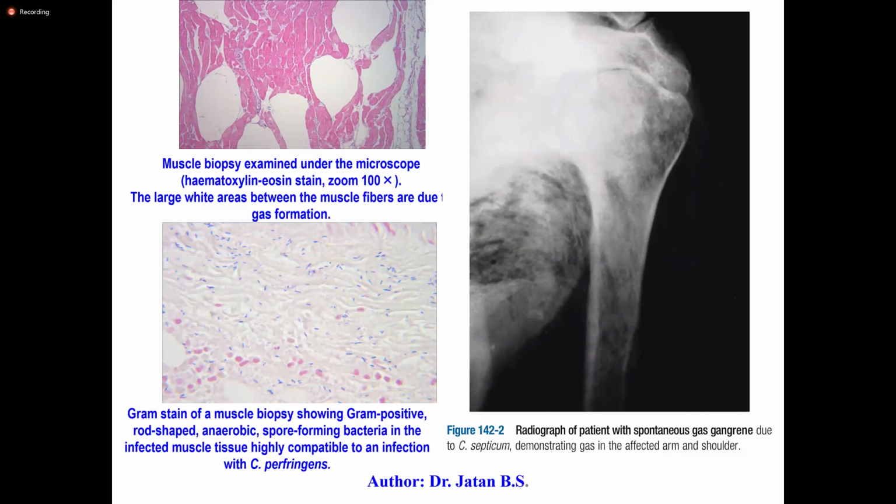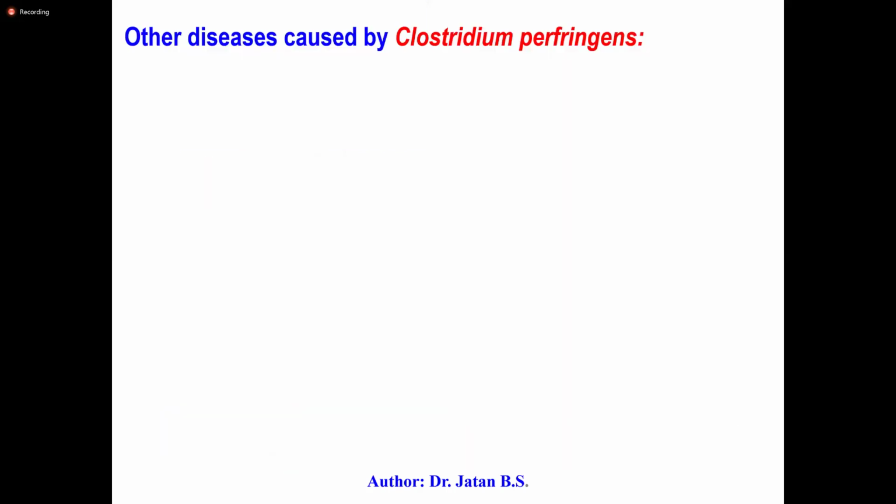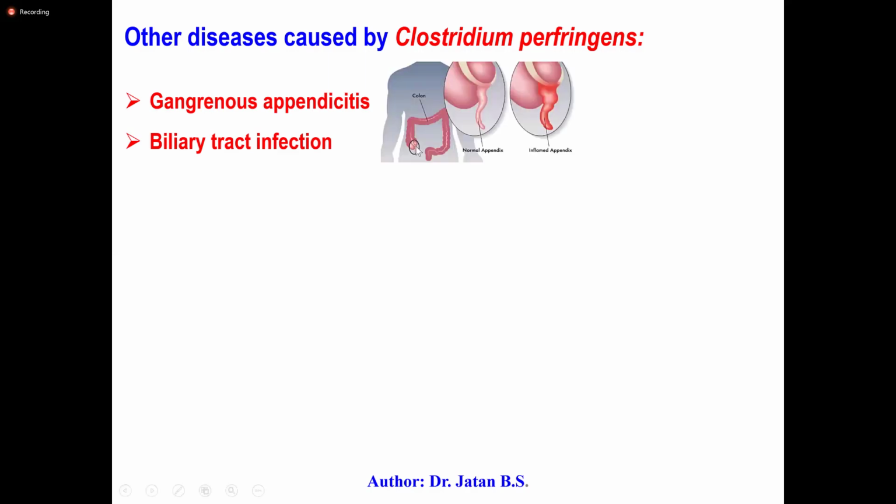Yes, sir. Okay. So what are the other diseases caused by Clostridium perfringens besides gas gangrene? It can also cause gangrenous appendicitis. Now you all know what is the appendix, right? This is what you call the appendix. It is present at the tip of the ascending colon. This is the normal appendix. This is the inflamed appendix. In case of gangrenous appendix, this appendix might become black. It might become black just like the skin.